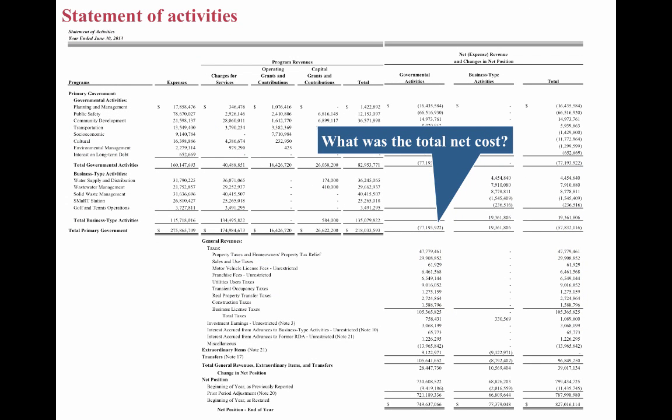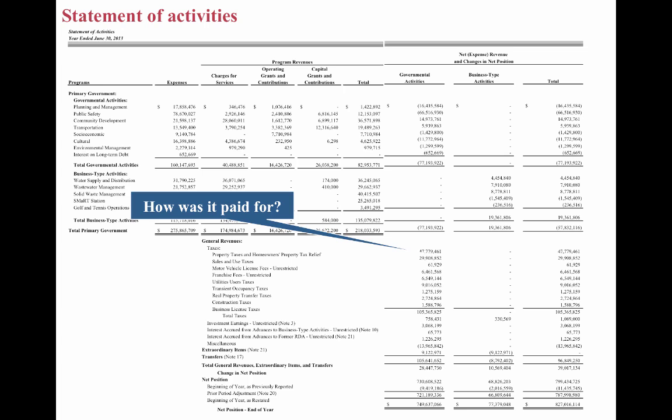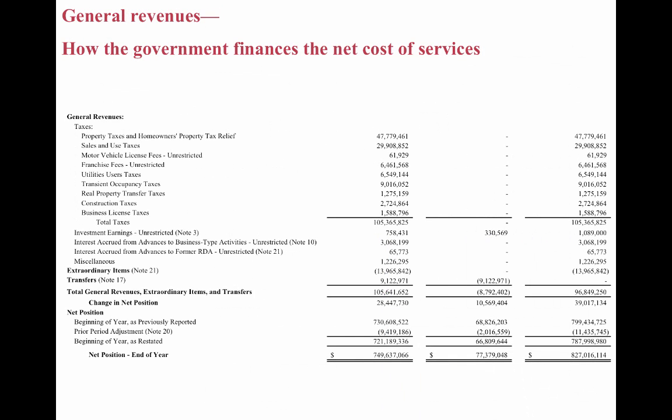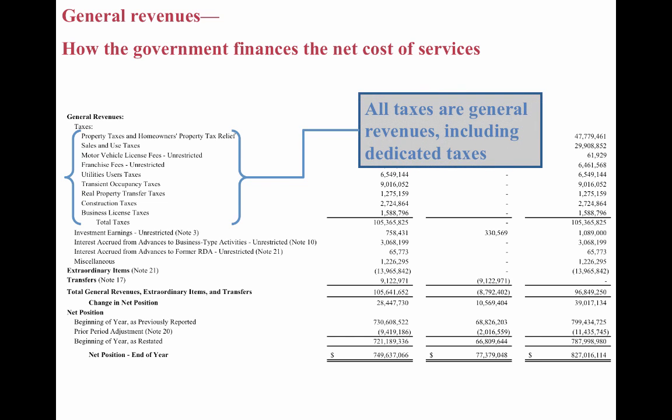Then the lower part of this, once you've established what the net cost is, the lower part of the financial statement explains how that net cost was paid for by showing you, first and foremost, what the general revenues of the government are, most of which are going to be taxes. But you'll also see unrestricted intergovernmental aid here and investment earnings as well.